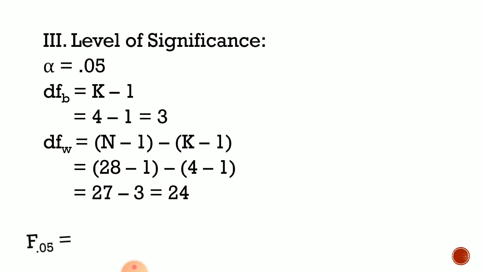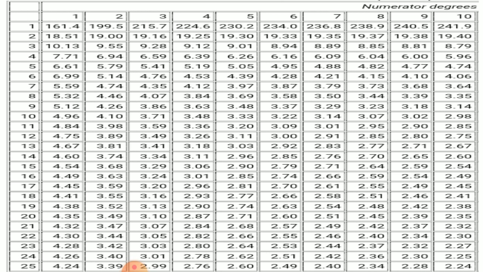Next is the F tabular value at 0.05 level of significance. So we'll be needing the F table. So we have here the F table for 0.05 level of significance. On the numerator degrees, that is the degrees of freedom between. Our degrees of freedom between is equal to 3. So locate 3 on the numerator.